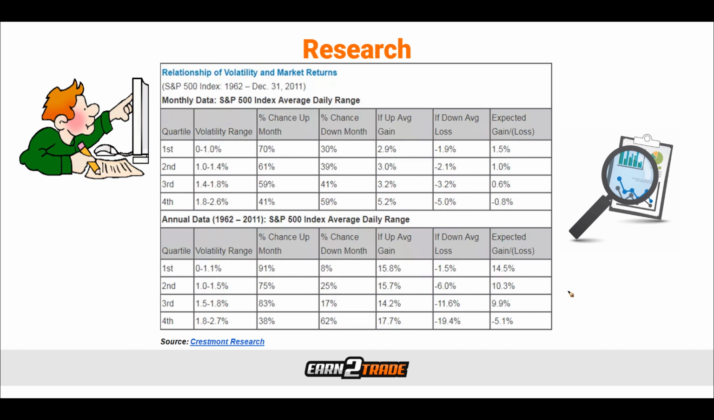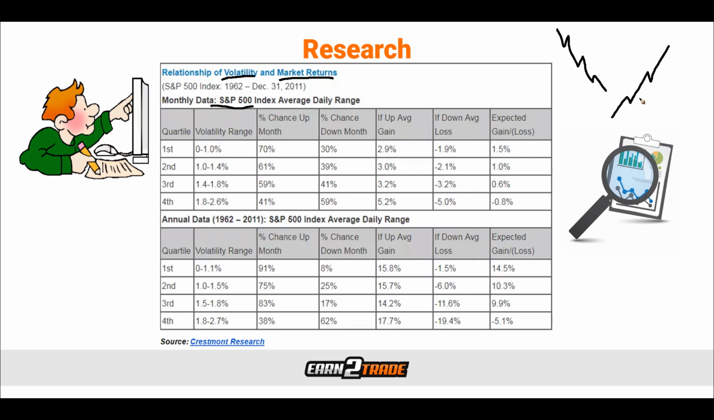In 2011, they did a study where they were able to measure the historical relationship between volatility and market performance. And for its analysis, they measured the volatility of the S&P 500 using the average range for each day. At the end of the study, they were able to conclude that higher volatility signaled the higher probability of a downward trending market, while lower volatility signaled the higher probability of a rising market.